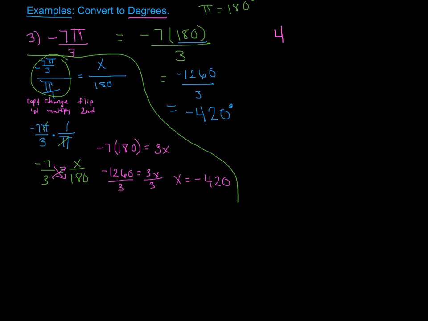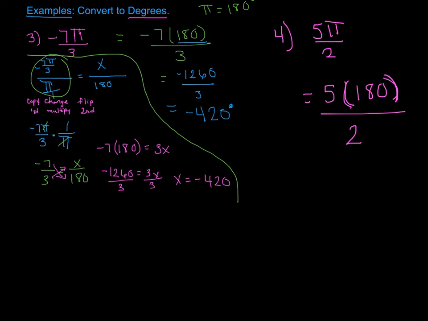So this one we'll do 5 pi over 2. So I'm going to do it the easier way. Since I know pi is equal to 180, I'm going to substitute in 180. So I'm going to write 5 times 180. Do not use the x for multiplying. Either use a dot or parentheses. I prefer parentheses though. Divided by 2. So I get 900 in the numerator. Divided by 2 would give me 450 degrees.